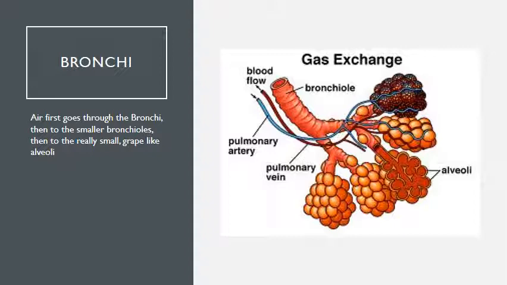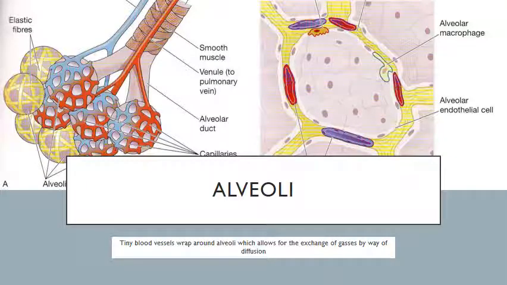Honestly, to me, they look like grapes or they look like blackberries. They're balls. So what will happen is the air comes in and starts to fill those balls. Those balls have that round shape in order to maximize the amount of surface area exposed. Then the alveoli are surrounded by capillaries. They're surrounded by little tiny, tiny veins of blood. So that's going to help diffuse gases via diffusion.